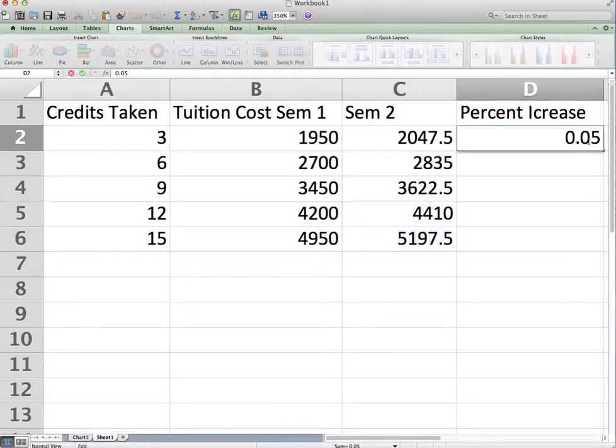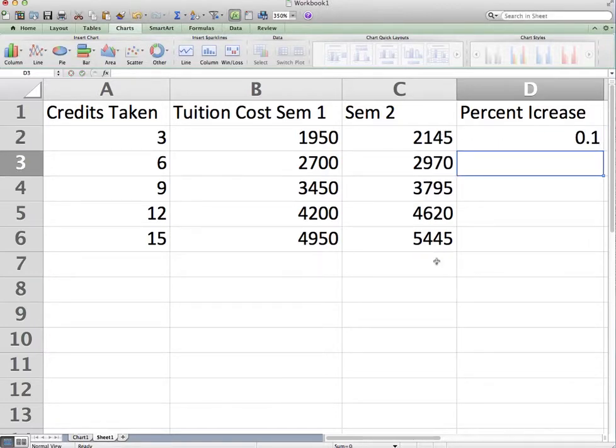Now, if it was a 10% increase, I could change this to 10%, which is 1.10, and it automatically fills those out. So let's say there's a 10% increase in your tuition. I mean, colleges do stuff like this all the time, usually not semester to semester, but year to year. So this is the cost, and I know it's pretty close to that. So let's look at this.